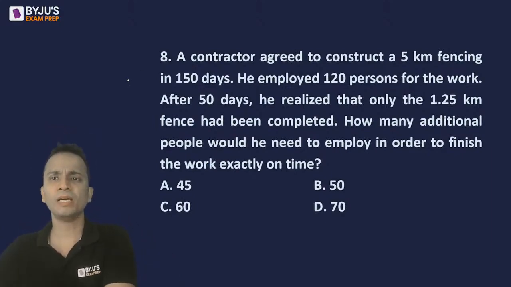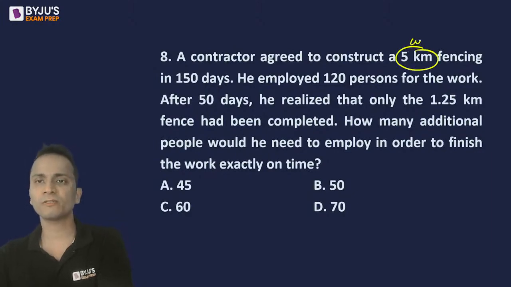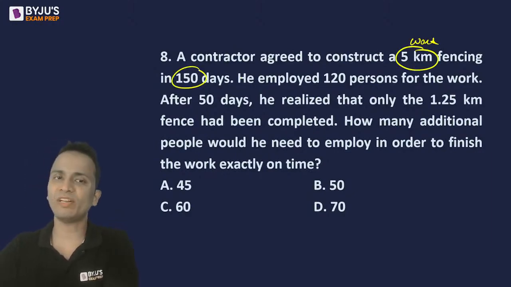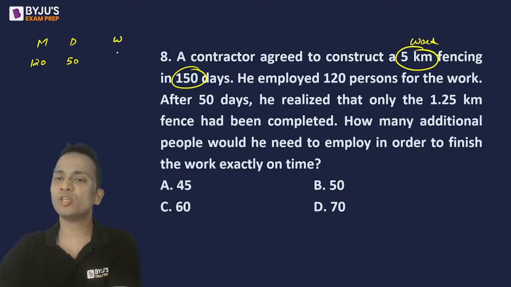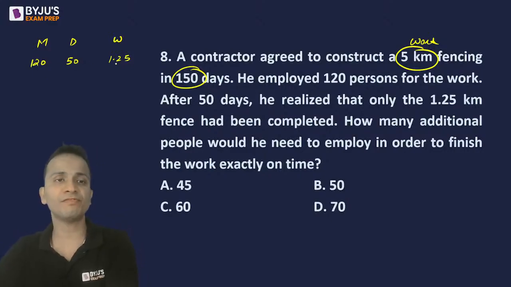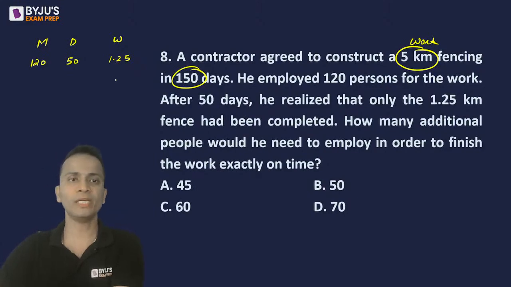चलिए देखिए जल्दी से. Now let's say this is the total work, to be finished in 150 days. First of all, how many men did he employ? He employed 120 men. After 50 days, he realized that 1.25 kilometers of road or fencing has been made. So the amount of work done is 1.25. So 120 men in 50 days have finished 1.25 of the work. Okay. So the remaining 3.75 of the work will be done by X men in the remaining number of days.